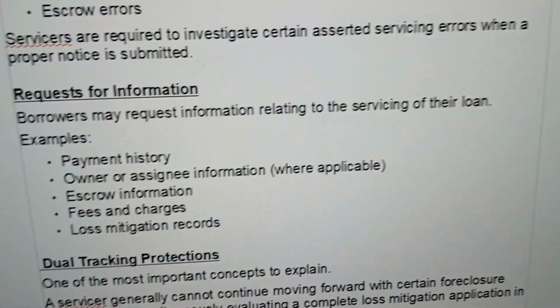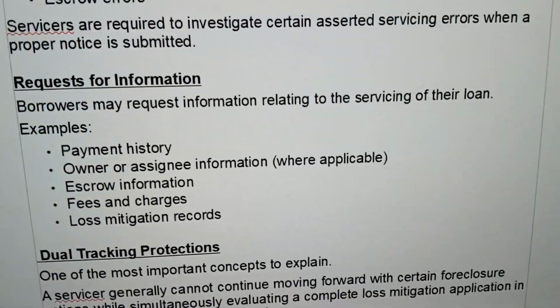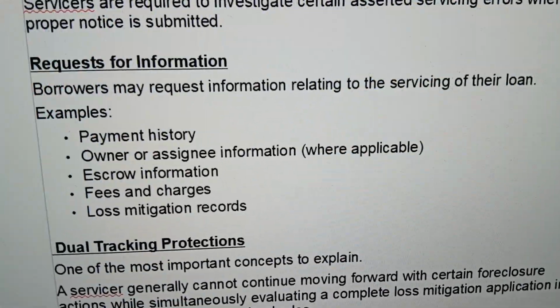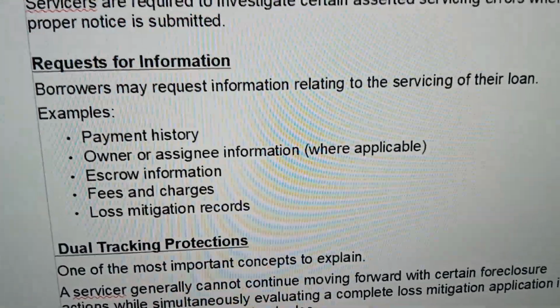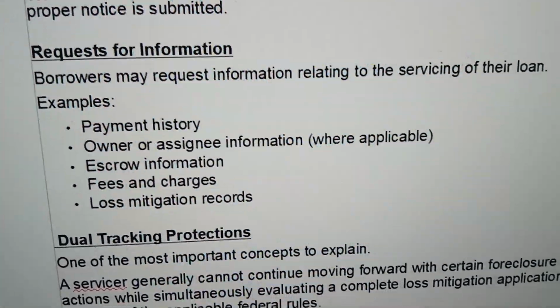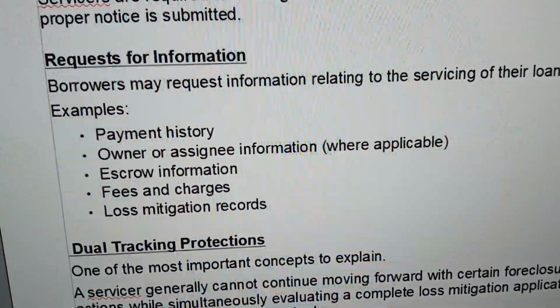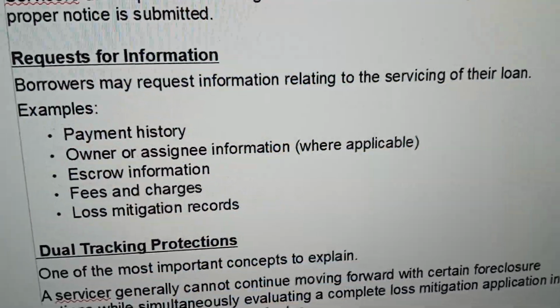Request for information. Borrowers may request information relating to the servicing of their loan. Examples: payment history, owner or assignee information, escrow information, fees and charges, loss mitigation records.